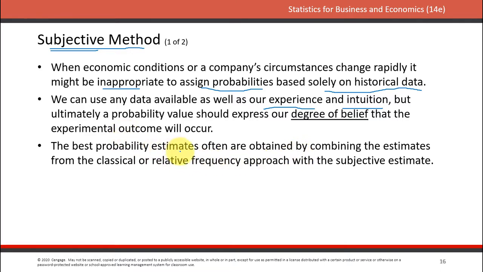The best probability estimates are often obtained by combining the estimates from classical or relative frequency approaches, which are the two that we just discussed, with the subjective estimate. So we might say, oh, let's use our past data. So we'll use the relative frequency approach, but we're going to modify it because things have changed so much.